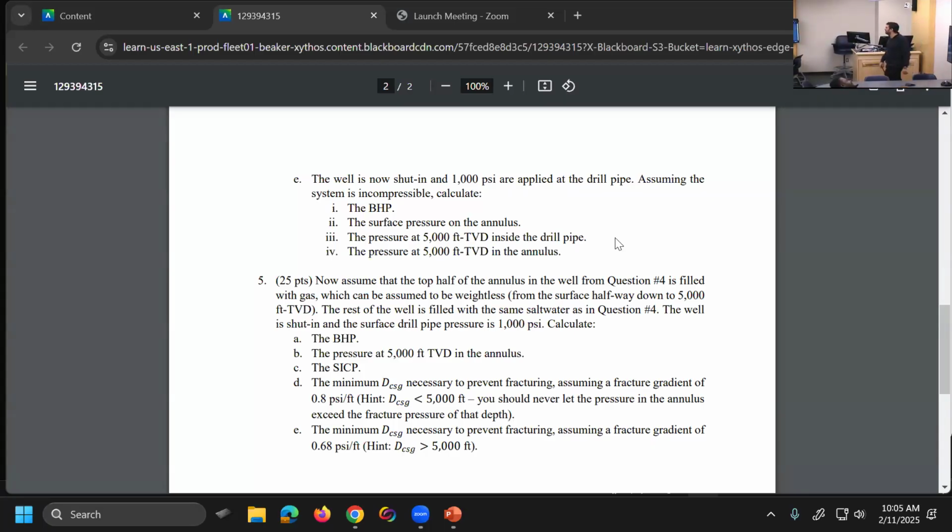By that amount. Okay. Now question number 5. Assume that the top half of the annulus in the well from question 4 is filled with gas, which can be assumed to be weightless. From the surface halfway down to 5000 feet TVD. The rest of the well is filled with the same salt water as in question number 4. The well is shut in and the surface drill pipe pressure is 1000.